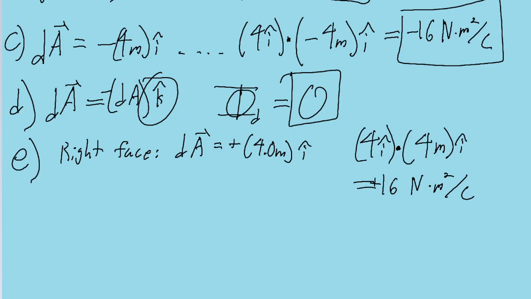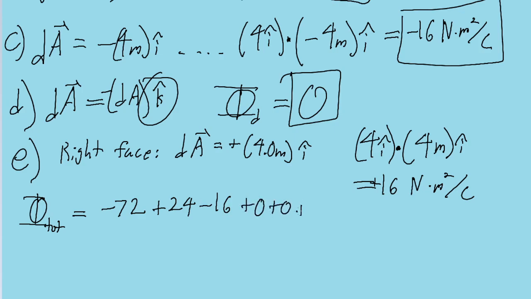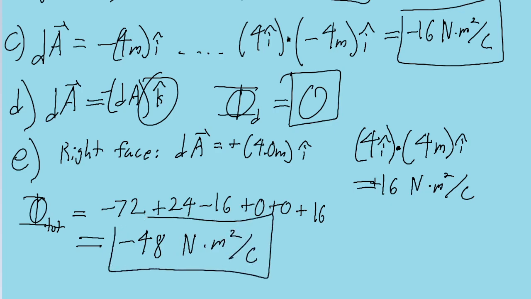So now we have the fluxes through all six faces. So all we have to do to find the total flux is add these all together. So the flux through the top face was negative 72. The flux through the bottom face was positive 24. The flux through the left face was negative 17. The flux through the back and front faces were both 0. And the flux through the right face was positive 16. So if we put this into a calculator, we find a total flux of negative 48. That's negative 48 newton meters squared per coulomb. So that is the total amount of flux through the entire cube.